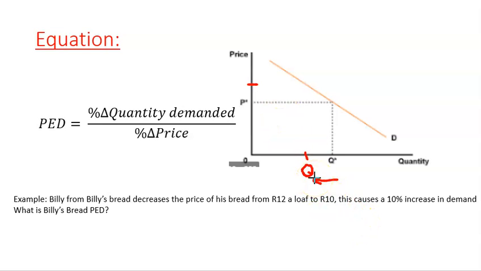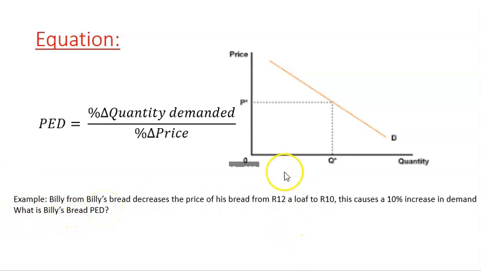Okay, so the best way I feel to look at these is to look at an example, guys, and let's look at it here. Billy from Billy's Bread decreases the price of his bread from 12 Rand a loaf to 10 Rand. This causes a 10% increase in demand. What is Billy's Bread's PED, guys?